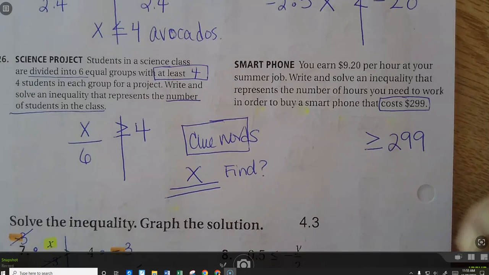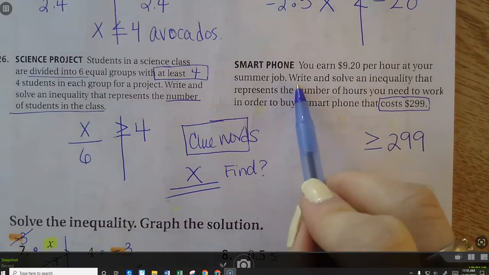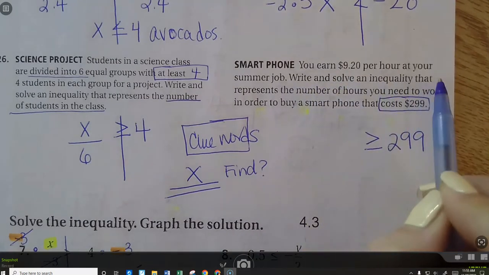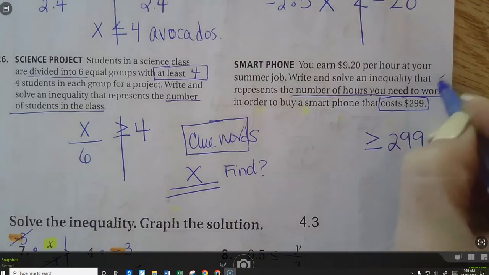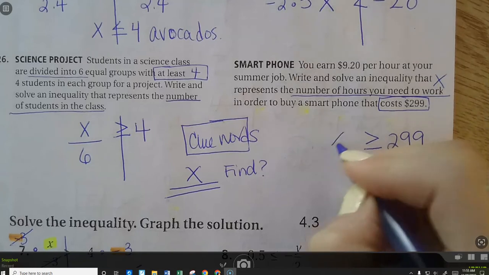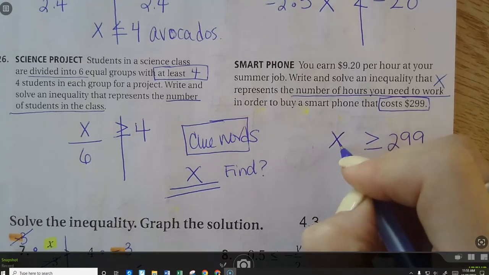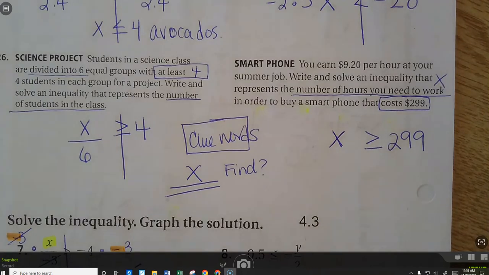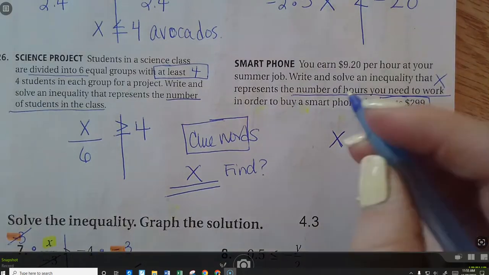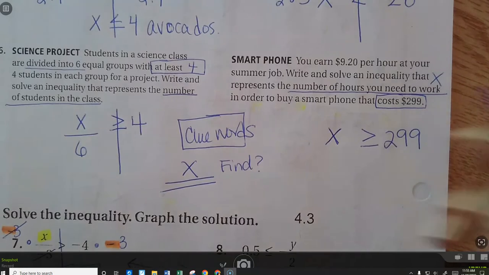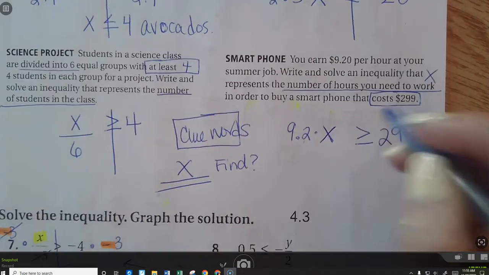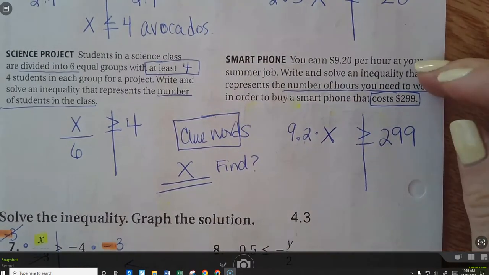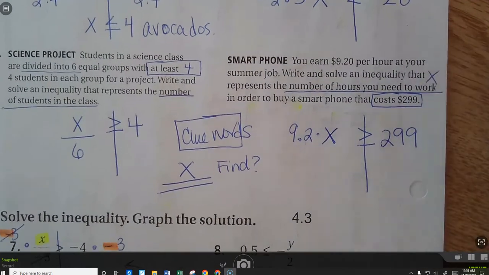All right, what are we trying to find? They're usually going to tell you in the problem: write and solve an inequality that represents the number of hours you need to work. There's your variable. So here's how many hours I need to work, and I make $9.20 per hour. So $9.20 times the number of hours I work, I need that total to be at least $299. So just some review of how to set these up.